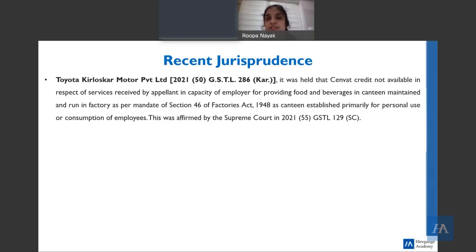Remember, this is not a decision under GST. This is something under the service tax law, which was in place up to 2017, wherein once again there was a restriction for availment of the credit in case the facility of the canteen or the catering was primarily for the personal use or consumption of employees. So if you ask me, this may not have a direct relevance or applicability in GST, especially more so where there is an obligation on the employer to provide a canteen under the Factories Act legislation.